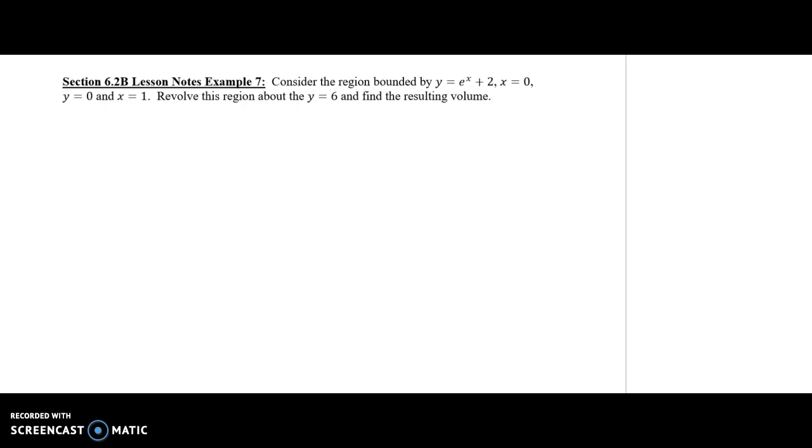I'm going to do example 7. This is going to have us revolve an area about an axis that is not the x or y axis. So this relates to, I believe, numbers 8 and 9 in your homework. So our first job is to draw the region.